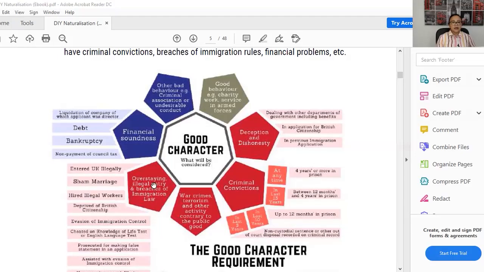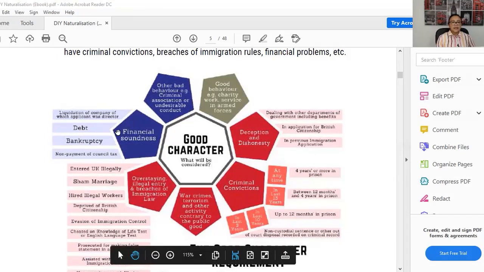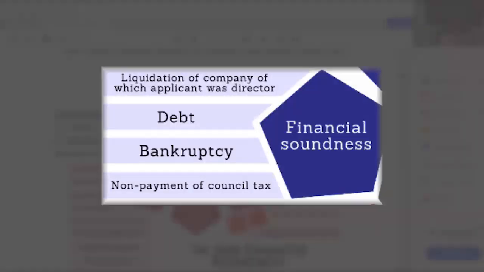Okay, so let's take, for example, the financial soundness first. Financial soundness means, are you responsible with your finances? Do you have any debt? Have you become bankrupt? Have you not paid your council tax? Are you a director of a company that has closed down or gone bankrupt as well? So this is what it means. And they consider if you have any records like county court judgments, debts that you haven't paid.